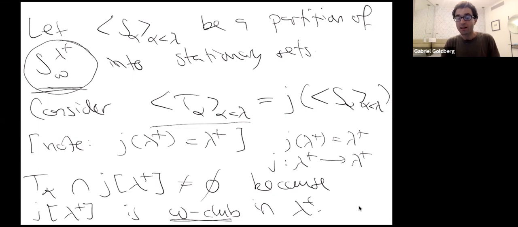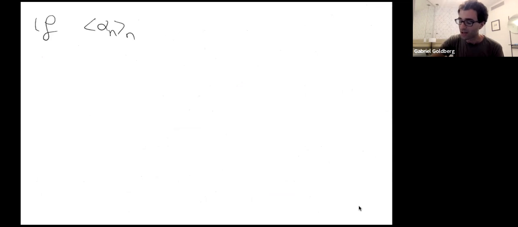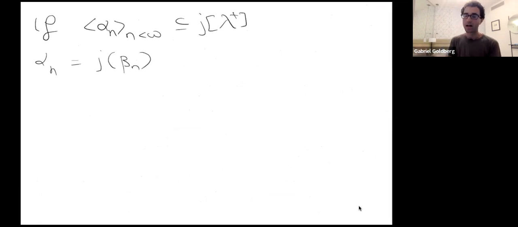And on the other hand, it's omega closed because of this property. If you have a sequence of ordinals alpha n for n less than omega, let me show you this on another slide. This is just to show that j image lambda plus is an omega club. So if this is contained in j image lambda plus, that means that alpha n is equal to j of beta n for some unique beta n, right? Because alpha n is in the range of j, and j is an injective function, so we can choose this beta n.